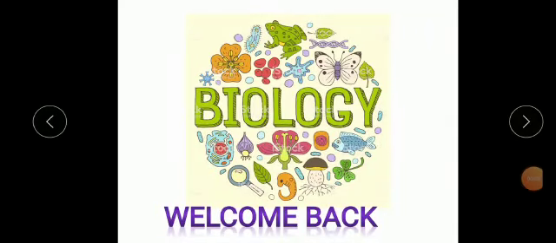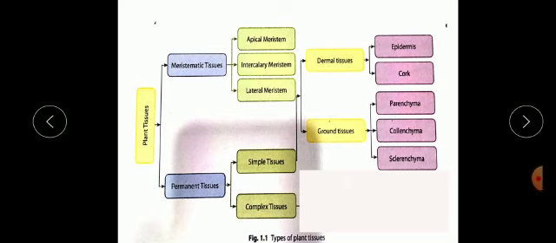Students, welcome back to the biology class. We are discussing the chapter tissues. In our previous class, we learnt about plant tissues. That plant tissues are of two types, meristematic tissues and permanent tissues.